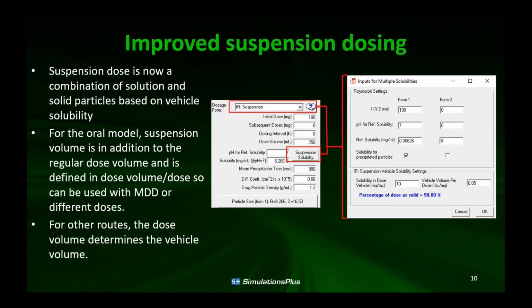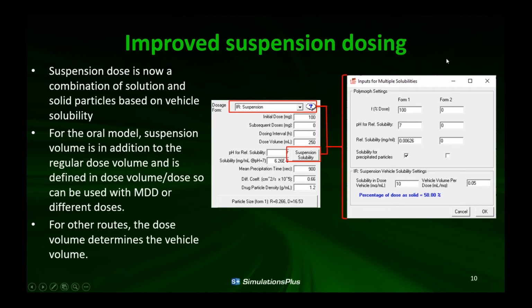So there are two extra inputs we need: one is the vehicle solubility, and the other is the dose volume per dose. If you click on the suspension solubility, a form window pops up. You could have the extra suspension vehicle solubility setting. You could set the solubility in the dose vehicle and the vehicle volume per dose. With this and the initial dose, the program can calculate the vehicle volume.